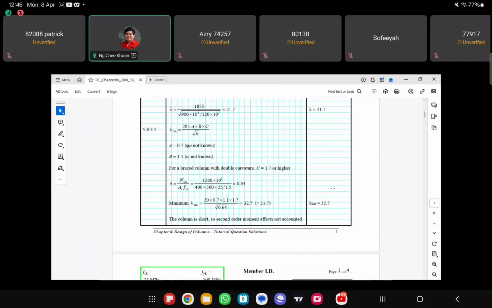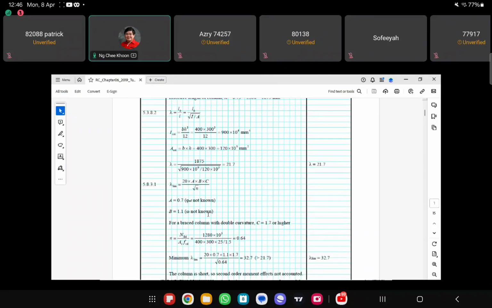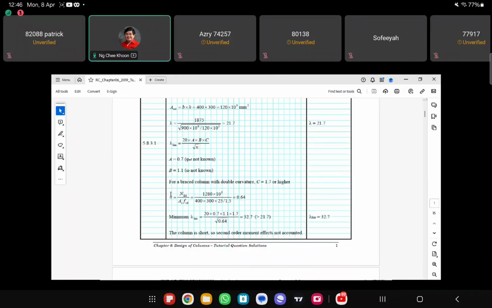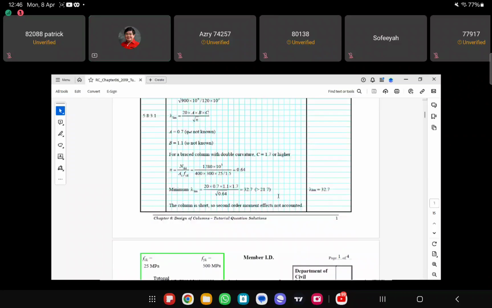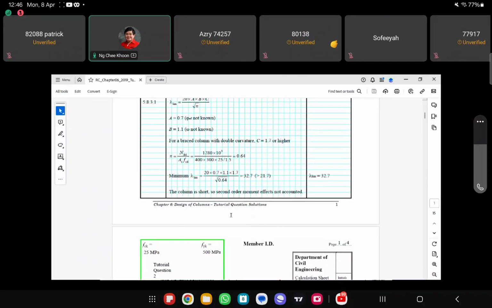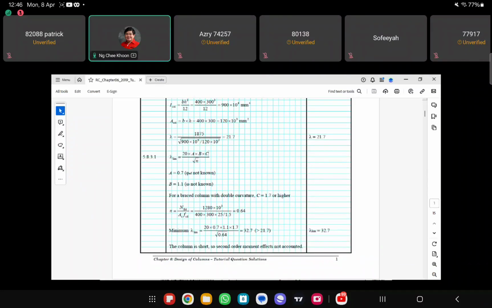Okay, so any questions so far up to this stage, on how to calculate the slenderness ratio of the column and then calculate the slenderness limit using this equation here? Okay, any questions so far? Okay, no question, then we go back to the slides here.